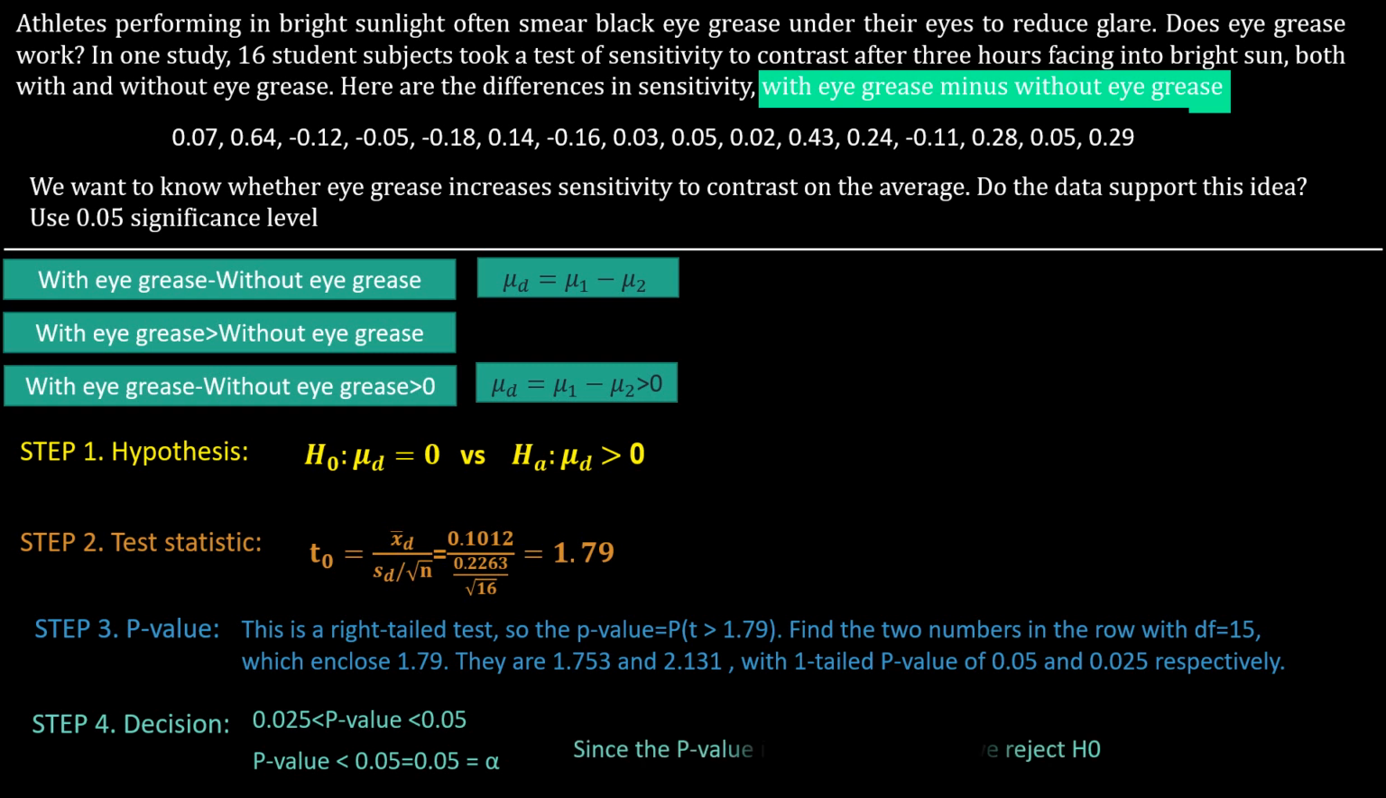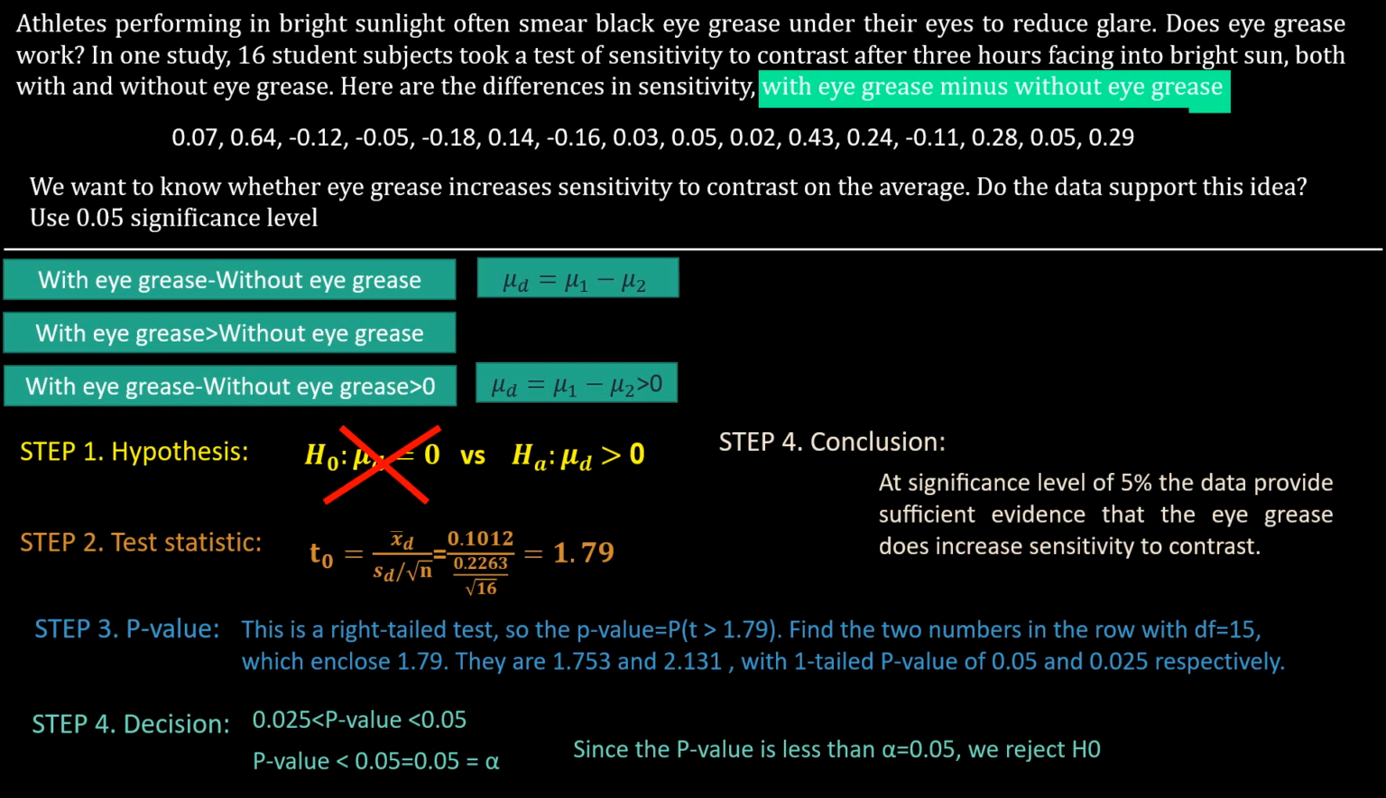If p-value less than alpha, we reject H0. Therefore, H0 is not true. We go with HA. What does HA mean? Alternative hypothesis says mu d greater than 0. Mu d greater than 0 means mu1 minus mu2 greater than 0. That means mu1 greater than mu2. Yes. Conclusion. At significance level of 5%, the data provide sufficient evidence that the eye grease does increase sensitivity to contrast. Why? Mu1 greater than mu2.